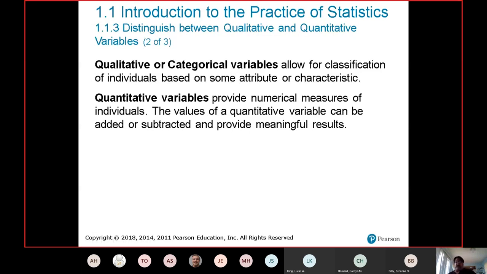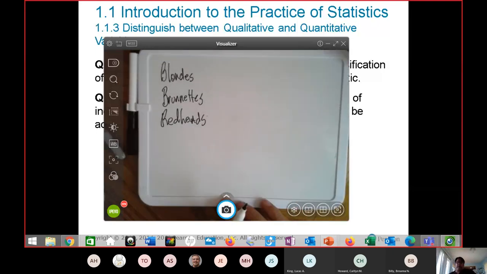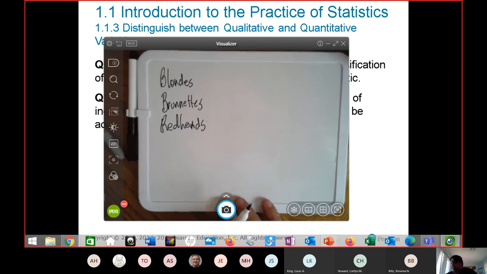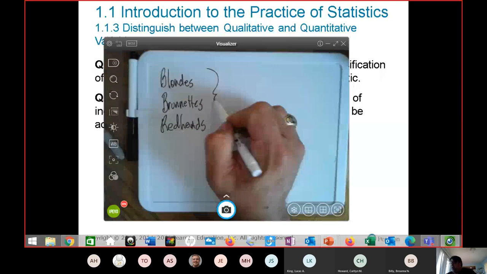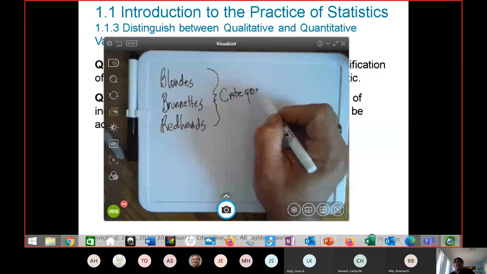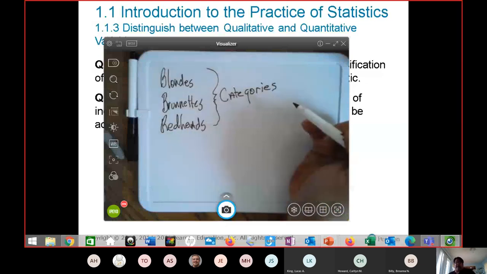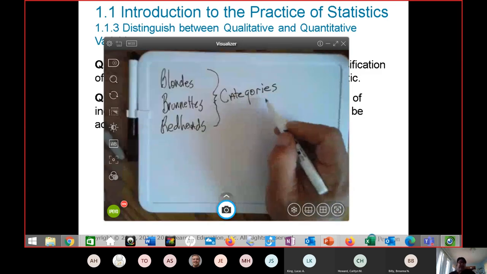And somebody said colors, good. Hair colors, good. But why is it qualitative? They're qualitative because are these classes or are they categories? Qualitative data is category. Write that down. Categorical. Don't ask me to spell it. I ain't no daggum English teacher. But I believe it would be categor and then I-C-A-L. Okay, categorical.